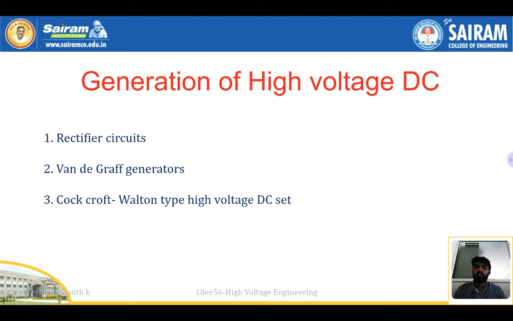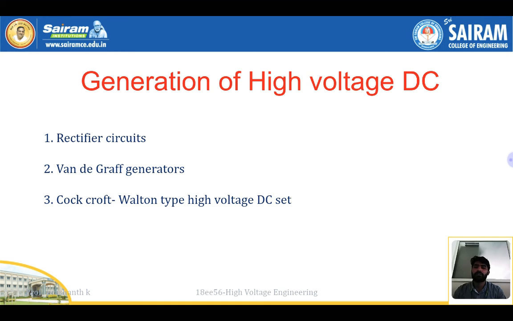I mean fixed to variable DC. And if you go to cycloconverter, an AC to AC converter, it is fixed to variable AC. For example, I can say that is a transformer. Auto transformer is the best example.